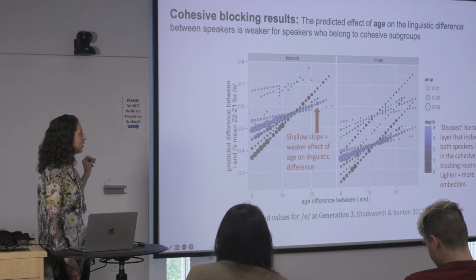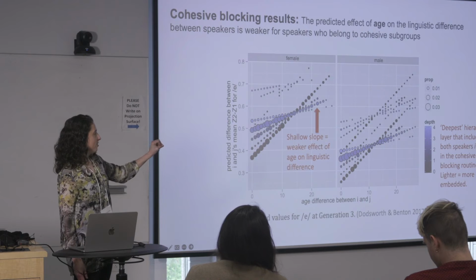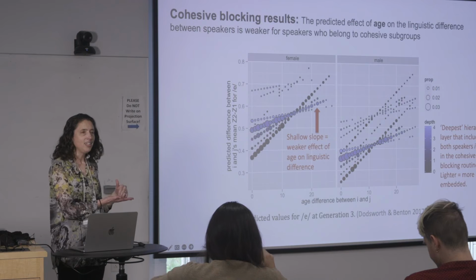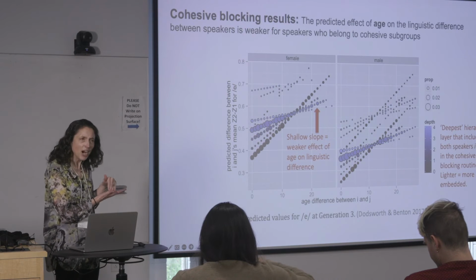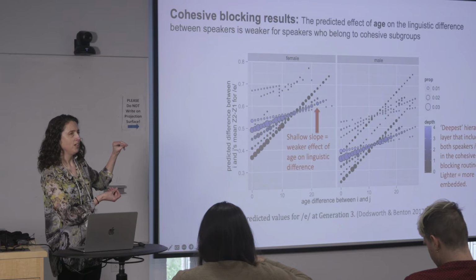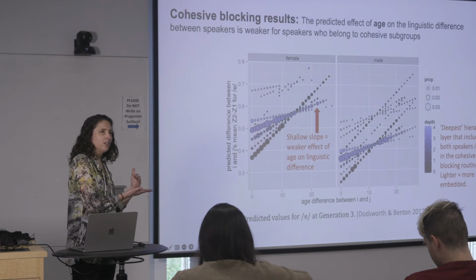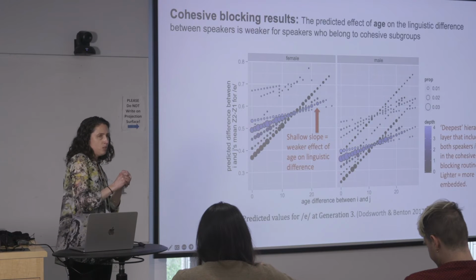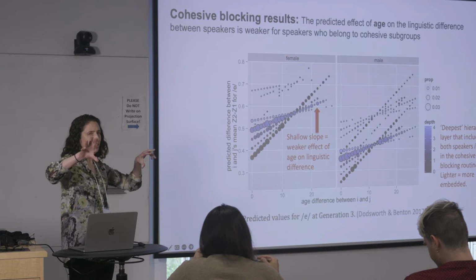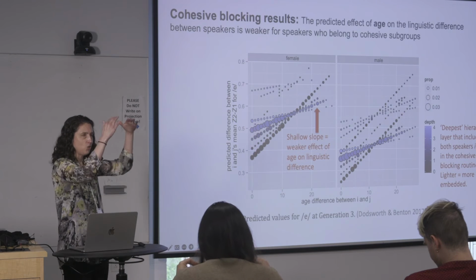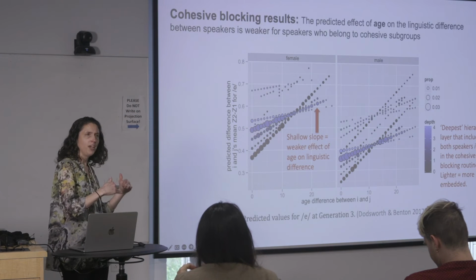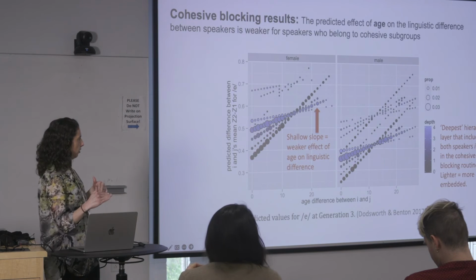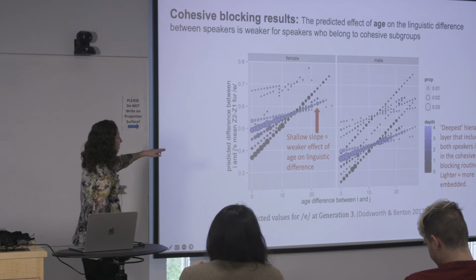That same phoneme. All right. Now, the colors of those circles indicate depth in the cohesive blocking output. So the lighter the color, the deeper, the more nested in the hierarchy two speakers are. So they didn't even have to occur in the same cohesive block. They just had to occur at the same level of nestedness, which means the same level of embeddedness in the overall Raleigh network.